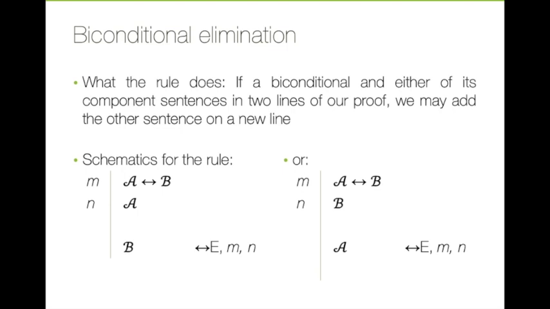Remember, the biconditional is just an abbreviation for a conjunction of both directions of a conditional. So the same logic that justifies conditional elimination also justifies biconditional elimination. It's just that for biconditional elimination, we have both directions, not just one.